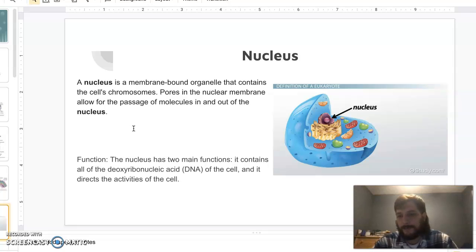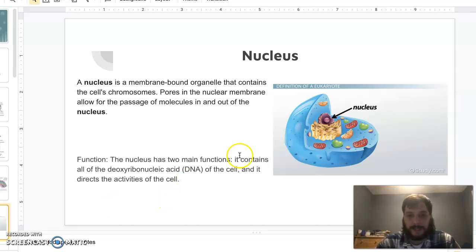So the next organelle that we're going to learn about is the nucleus. The nucleus is a membrane-bound organelle that contains the cell's chromosomes. The chromosomes, maybe not something that we've gone over yet, but they're really what determines whether you're born a male or a female, or they really just determine your genetic DNA. There are pores in the nuclear membrane that allow for passage of molecules in and out of the nucleus, which is important. We're going to learn about the nuclear membrane in the upcoming slides.